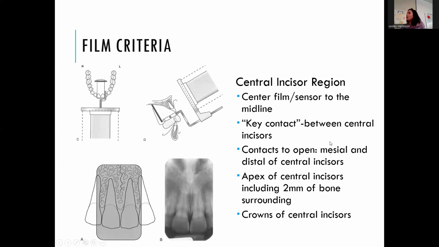Okay, so now we're looking at the different films that are in the FMX and talking about the criteria for each one. The first one here is the central incisor film, and the images show where generally you'd want it placed. So here's your film, and it's generally right behind your 8 and 9 or 24 and 25, depending on if you're maxillary or mandibular.